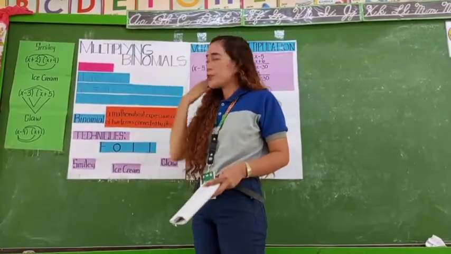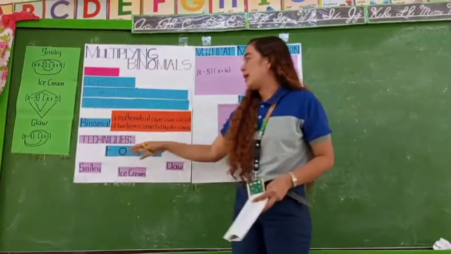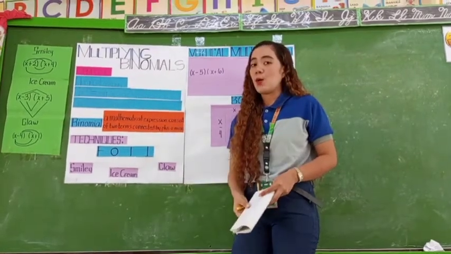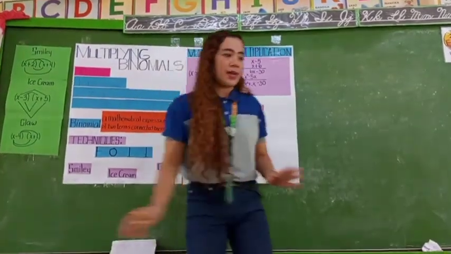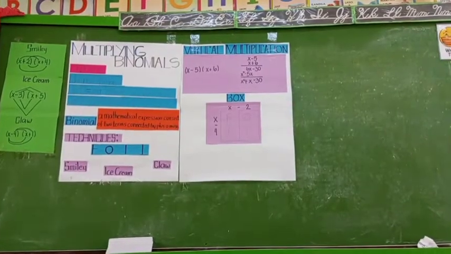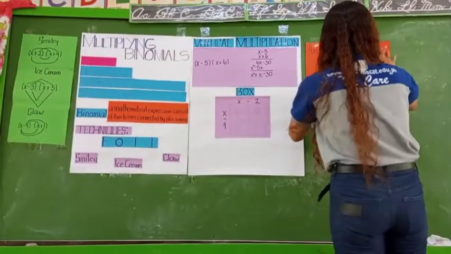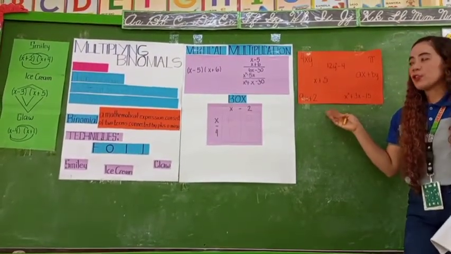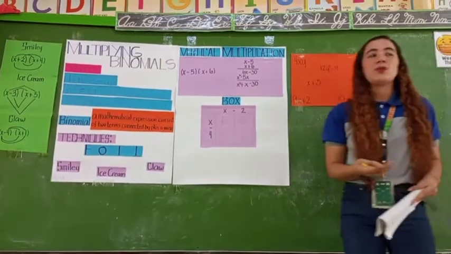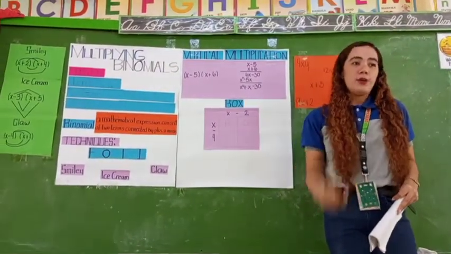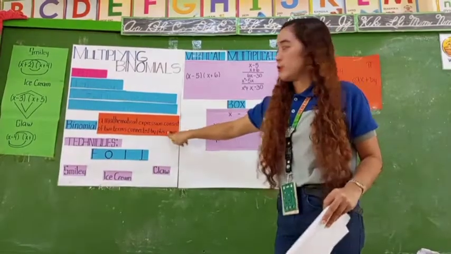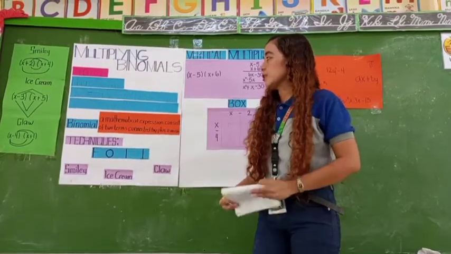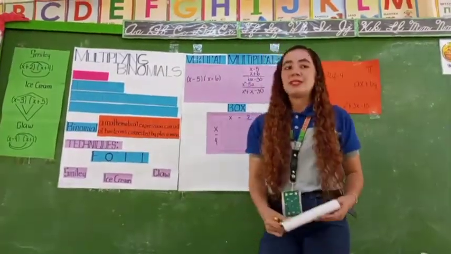So first, what is a binomial? Binomial, a mathematical expression, consists of two terms connected by plus or minus. So here I have a set of polynomials that you are going to classify, whether it is a binomial or not, from this definition. So again, let us read. Binomial, a mathematical expression, consists of two terms connected by plus or minus.